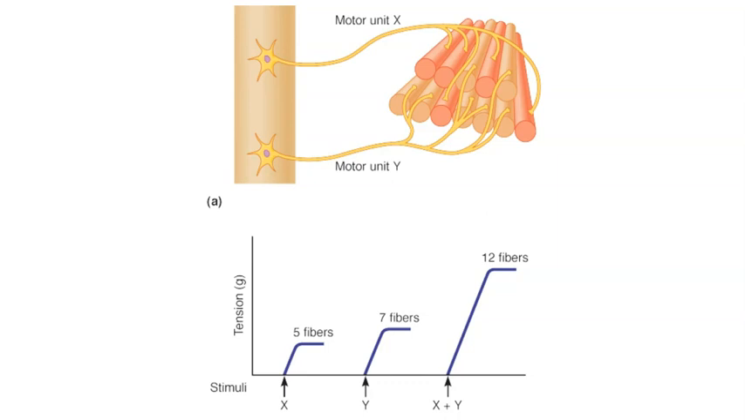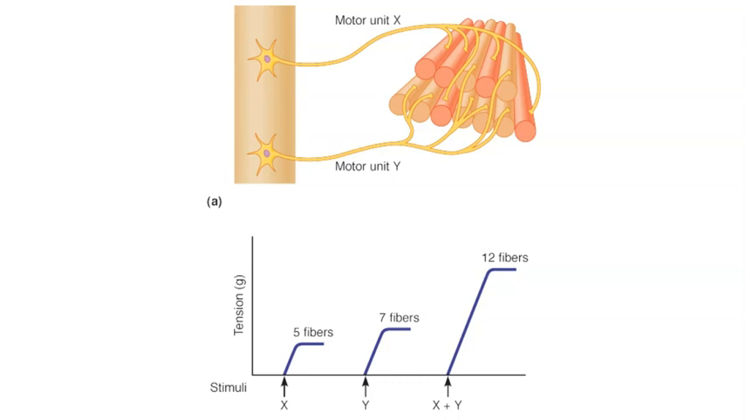In the graph at the bottom of the diagram here, we see muscle tension in grams on the vertical axis, and the stimulus that recruits motor unit X, motor unit Y, or both motor units X and Y on the horizontal axis. What this graph is showing is that if muscles need to only produce small amounts of force, only a few muscle fibers will be stimulated to contract.